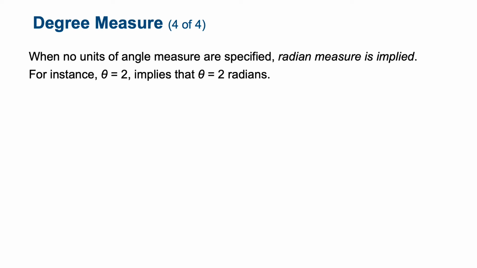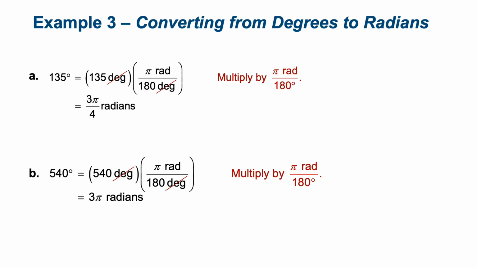So they say theta is equal to 2. It's not like 2 degrees. We just assume that it's radians. Okay, so let's say here you want to start with 135 degrees and convert to radians. I take 135 degrees, multiply by pi over 180, and then the degrees cancel, and I get pi radians. 135 over 180 reduces to 3/4, so I get 3 pi over 4 radians. 540 degrees, multiply that by pi over 180, the degrees cancel, and you get 540 divided by 180, which is 3 pi. So you have the pi right here left over.